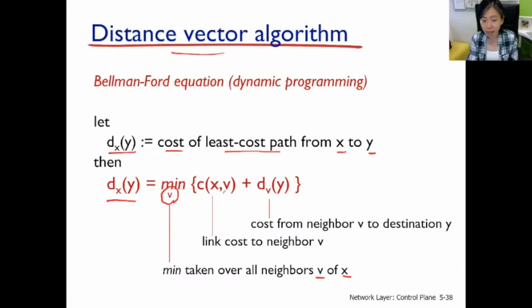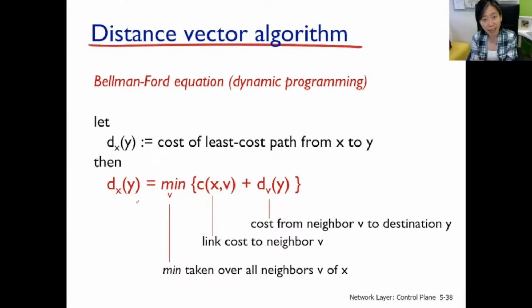For each v, we calculate the cost to go from the source to the neighbor, plus the cost from the neighbor to the destination. So the sum here is the cost to go from the source to the destination through a particular neighbor v. All we need to do is go over all the neighbors, calculate the sum for each neighbor, and pick the neighbor that gives us the minimum value. That minimum value is the minimum cost from x to y, and that v is the next hop along the shortest path to the destination.